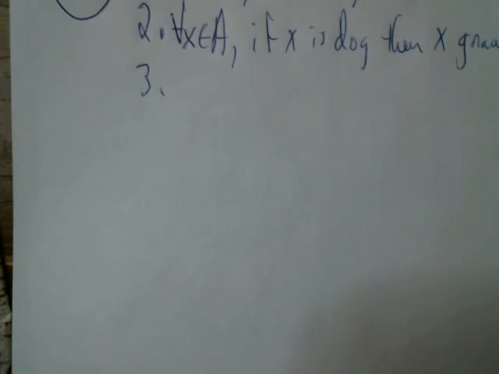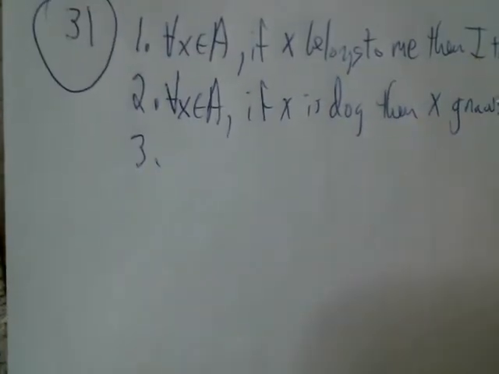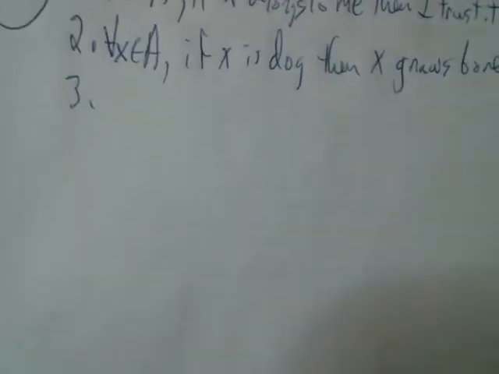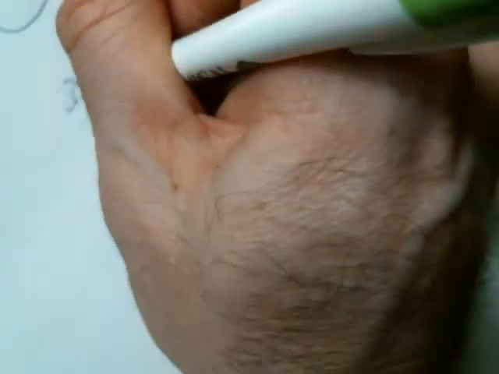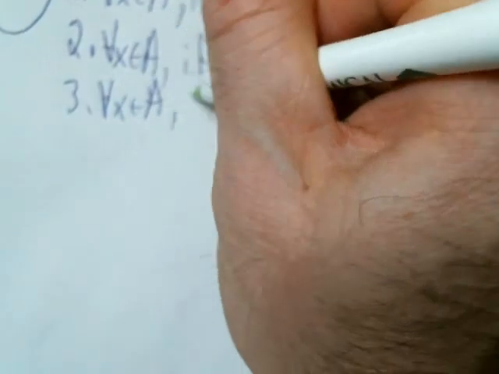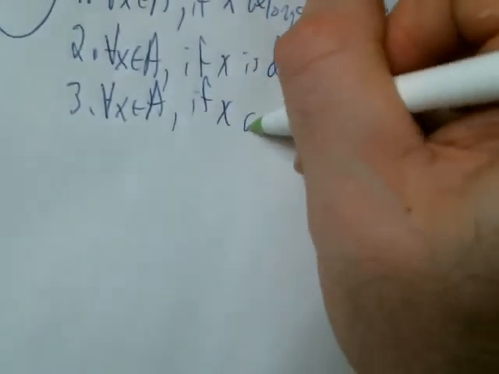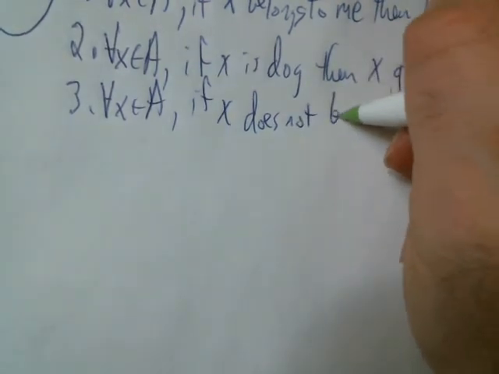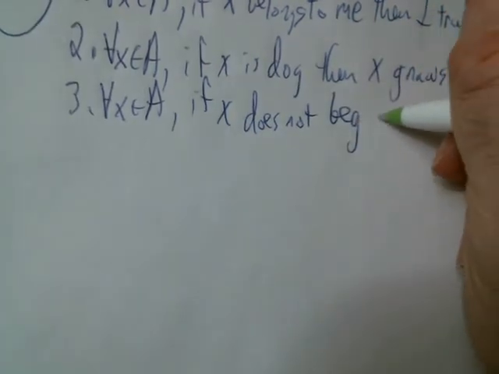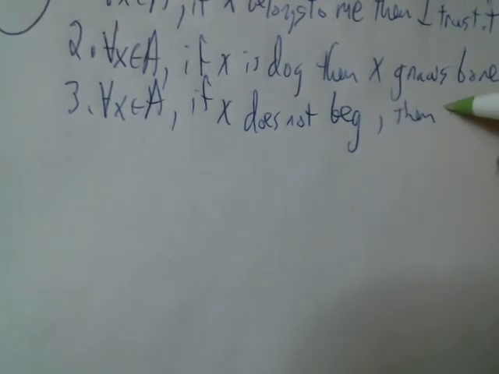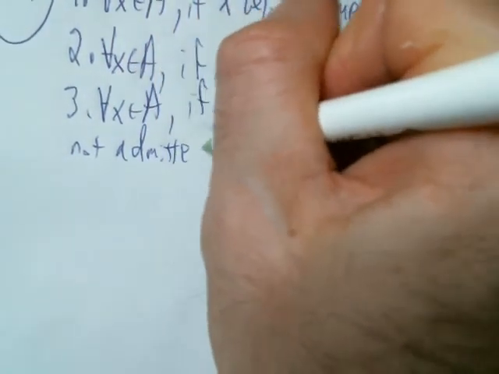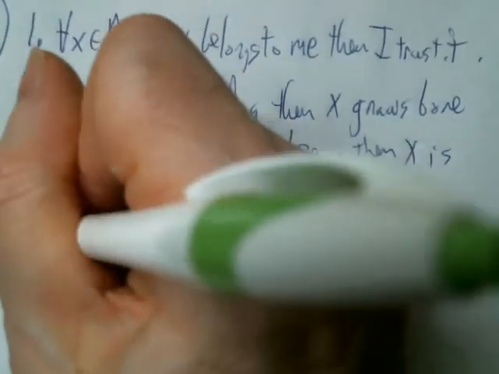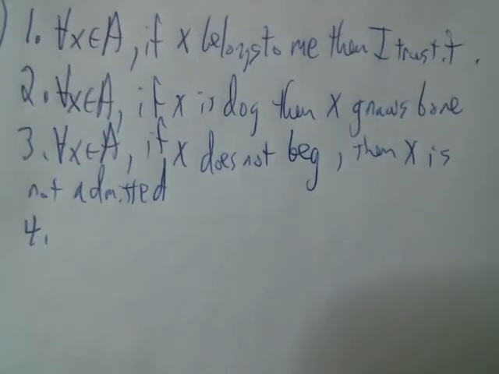So in particular, we'll say for this statement, the third statement, I admit no animals into my study unless they will beg when told to do so. As a conditional: for all x in the set of animals, if x does not beg, then x is not admitted to the study. Statement 4, all the animals in the yard are mine. So for all x, if x is in the yard, then x belongs to me.